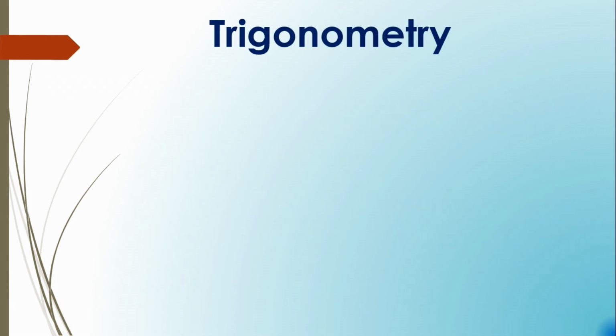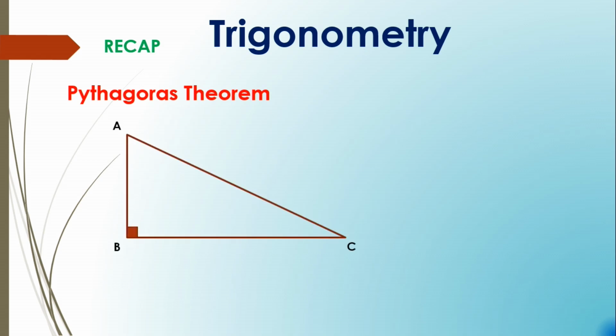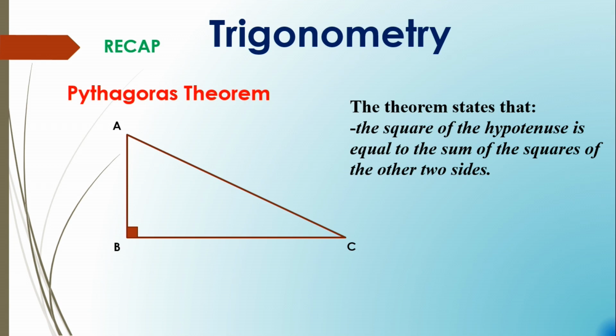Dear students, remember that in grade 8, you worked on Pythagoras' theorem. So for every right angle triangle, if you have a hypotenuse, the square of this hypotenuse is equal to the sum of the squares of the other two sides. For this triangle ABC, AC is the hypotenuse, so the hypotenuse to the square equal to the sum of the squares of the two sides, that is, AC square equal to AB square plus BC square.